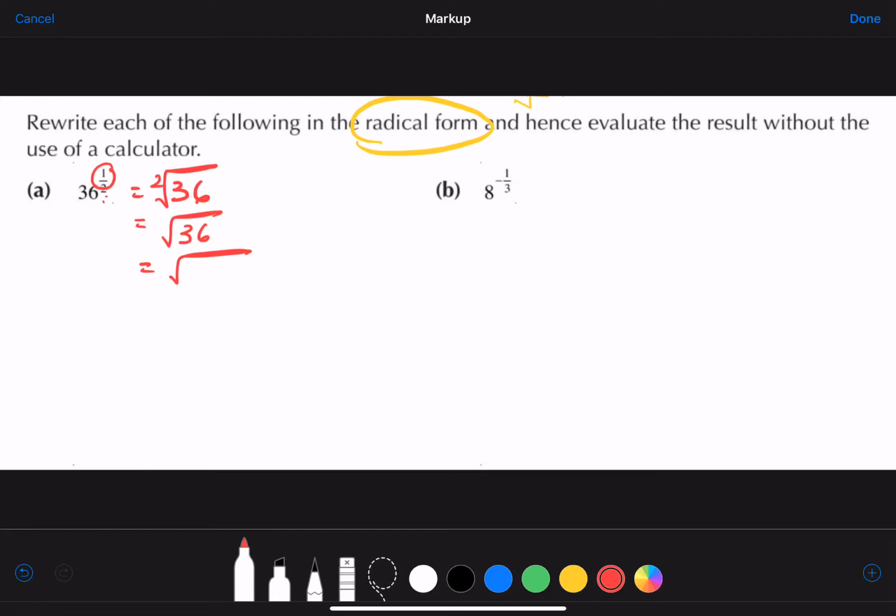So what could the number be? Isn't it 6 times 6? And since we are taking the square root of this, it means I want one out of two of them. So this is just 6.